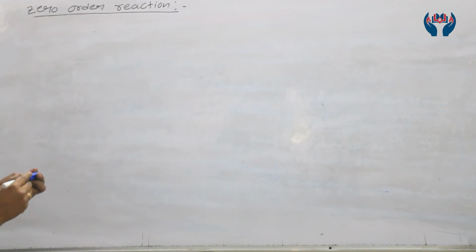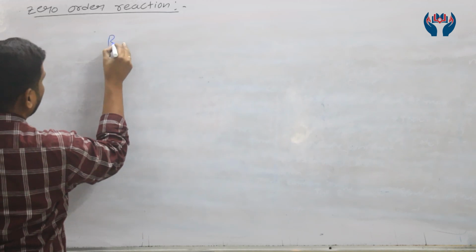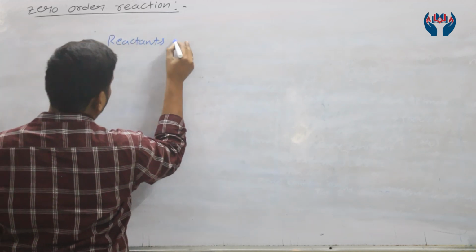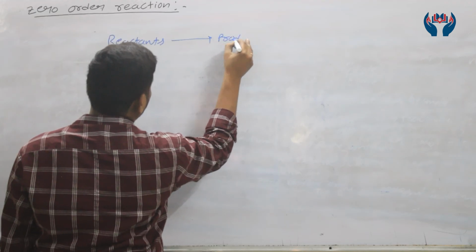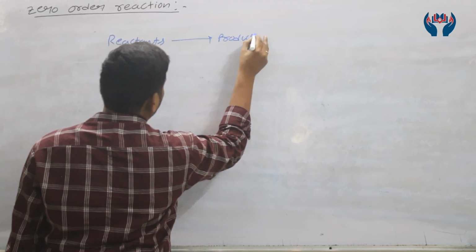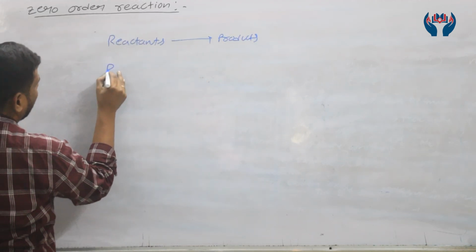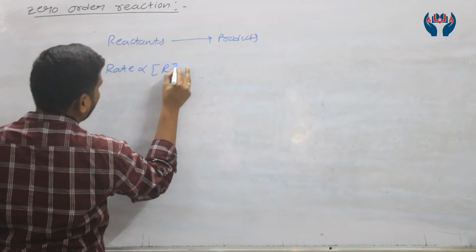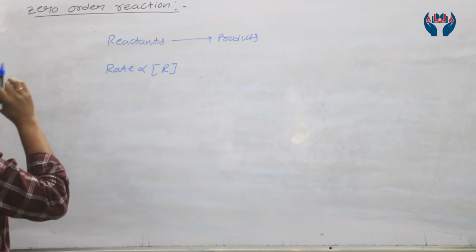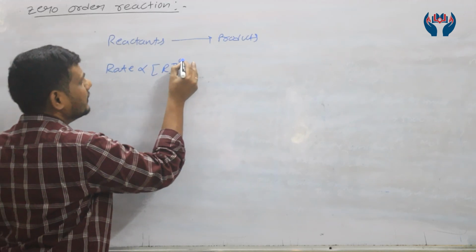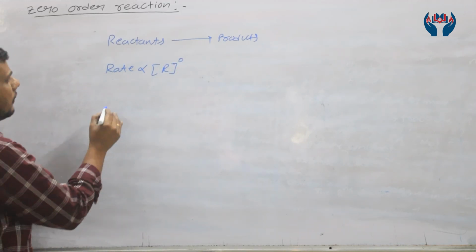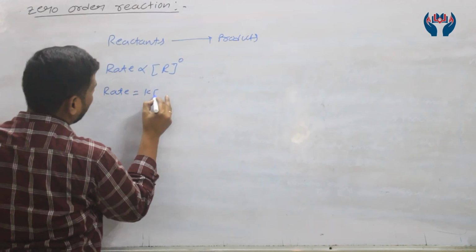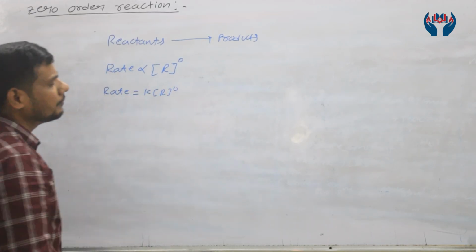The mathematical representation is that reactants are converted into products. That means the rate is directly proportional to only the reactants. Zero order means the reactant power is 0. Then the rate is equal to the constant K times R to the power 0.